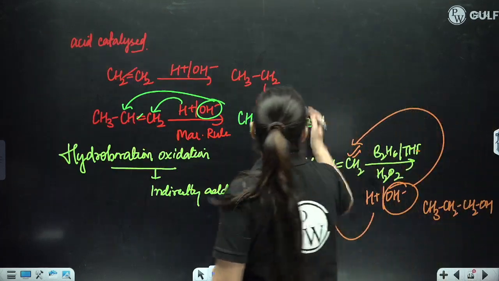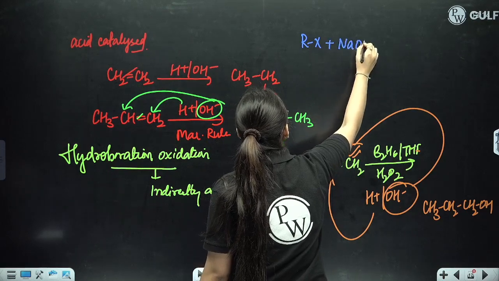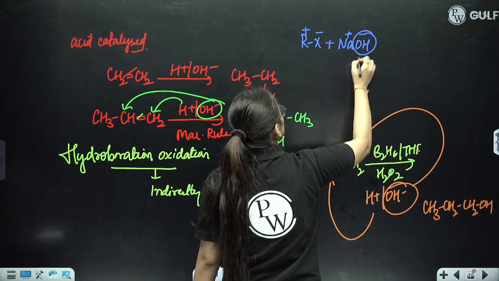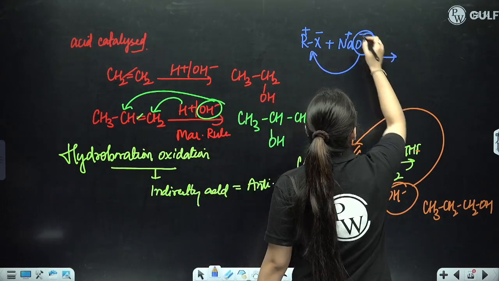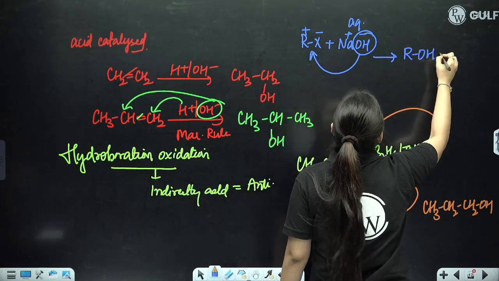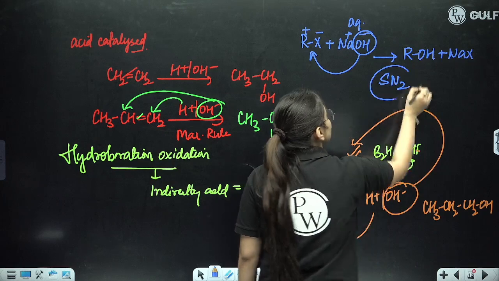Yeah, see, for example, if you are taking RX and reacting it with NaOH, this is positive, this is negative, this is positive, negative. So this is going to substitute it. This is basically aqueous NaOH. What are you going to get? You will get ROH and NaX liberated out. This is basically a nucleophilic substitution reaction.